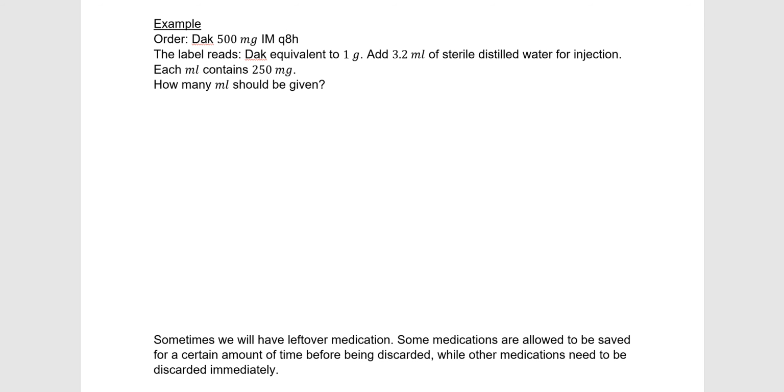So the order we have is DAC 500 milligrams intramuscular every 8 hours. So remember the Q8H means every 8 hours. And the label on the drug reads DAC equivalent to 1 gram. We need to add 3.2 milliliters of sterile distilled water for the injection. So that's the instructions for reconstituting it. And we know that it tells us that each milliliter contains 250 milligrams. So there's the strength per dosage, and we want to know how many milliliters should be given.